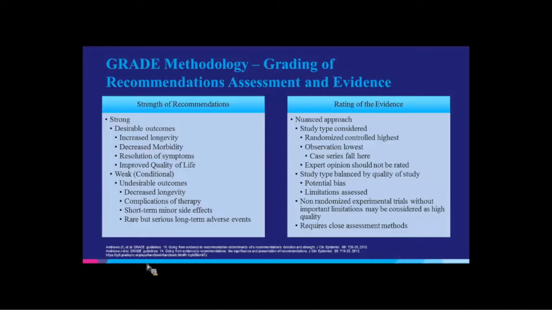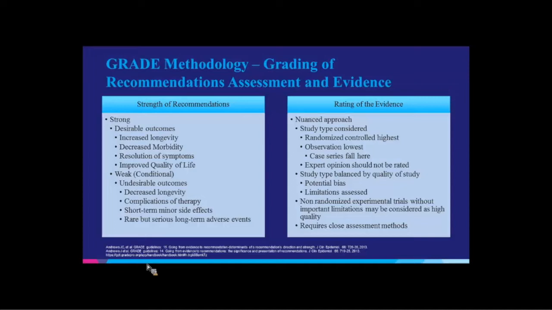Ratings of the evidence. So it is a nuanced approach. They don't just sort of lump all studies into one category, good, bad. They do consider the study type. They do consider randomized control the highest level, observational the lowest. Case series fall here. They actually say expert opinion doesn't even count in their rating system. Shouldn't be rated. It's expert opinions, not evidence. I know some experts might not like that, but that's this methodology.